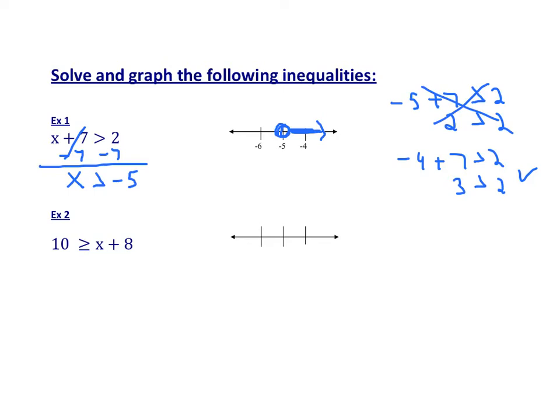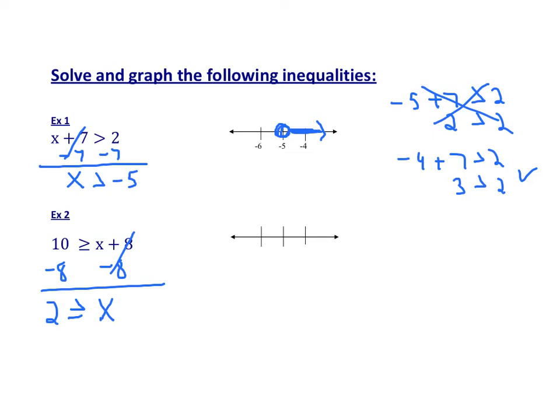I have x here, so I'm going to subtract 8 from both sides. And when I do that, I get an x on the right. I bring down the same symbol that I have up at the top. 10 minus 8 is 2. So that means to read this, you would read it backwards. x is less than or equal to 2.